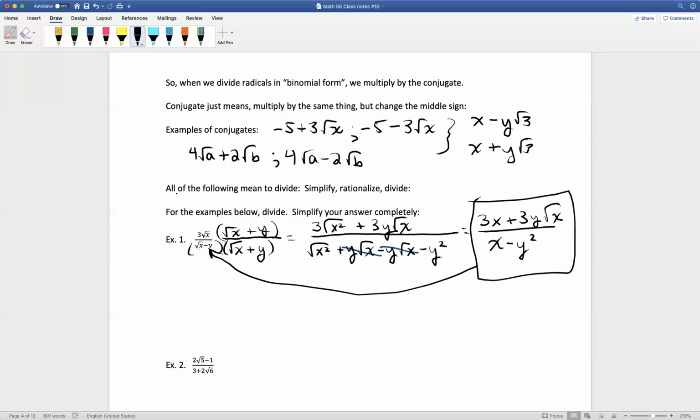So remember, we talked about this before, but anytime we're dividing, it's the same thing as simplifying, rationalizing. The goal is to get rid of radicals in the denominator.